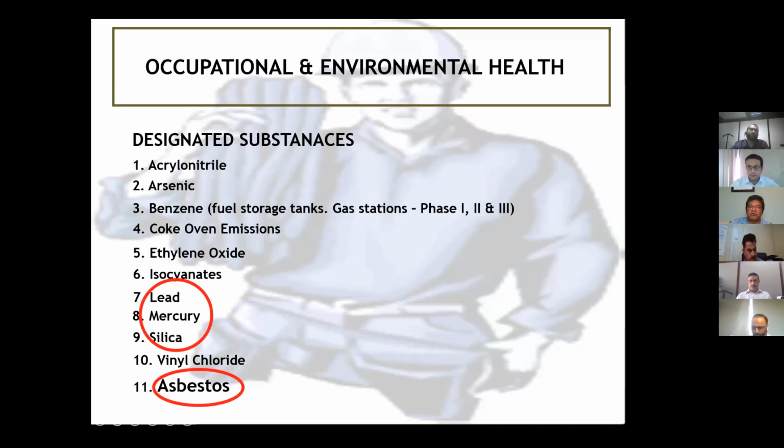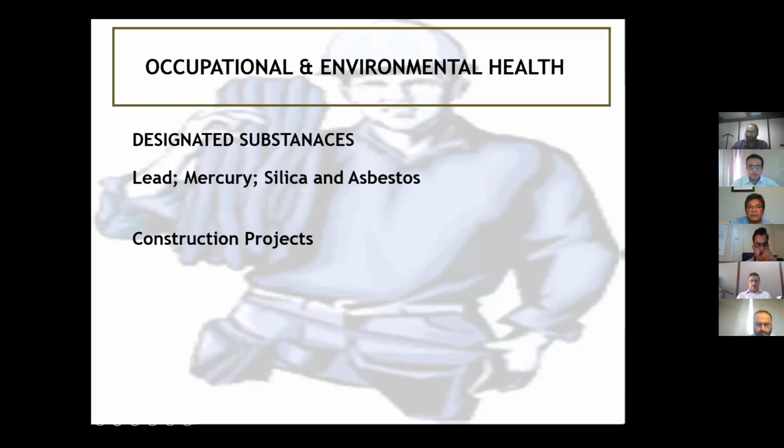So that's what we prepare, the designated substances report, and our report basically investigates these four major ones, because other products or materials do not apply to our buildings. And lead, mercury, silica, asbestos, usually on construction projects.